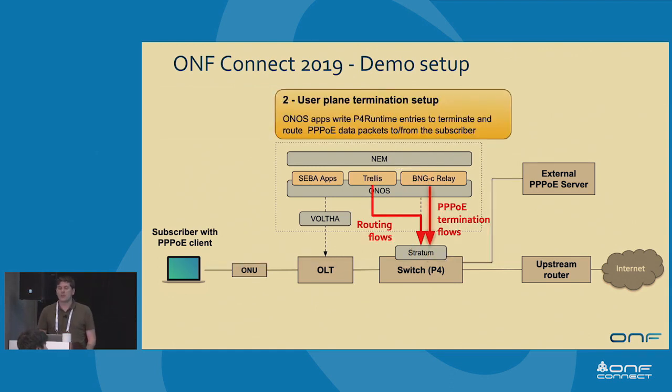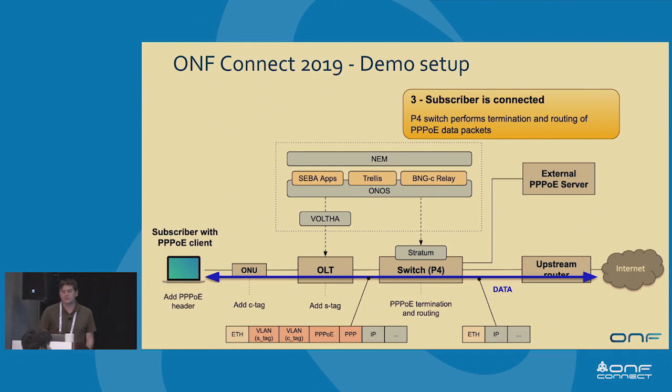Once we learn all this information, both the Trellis application and the BNGC relay app program the switch to enable the PPPoE termination, and also the Trellis application can install routing flows to route packets to the internet and back. So once the table entry has been installed, the subscriber is connected to the internet, and all traffic is forwarded through the hardware fast path, so it's not going through the PPPoE server.